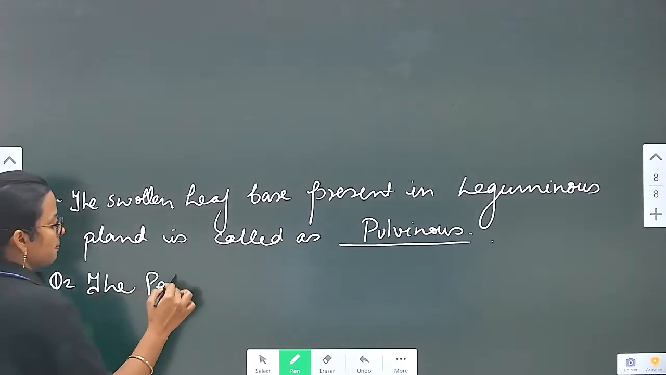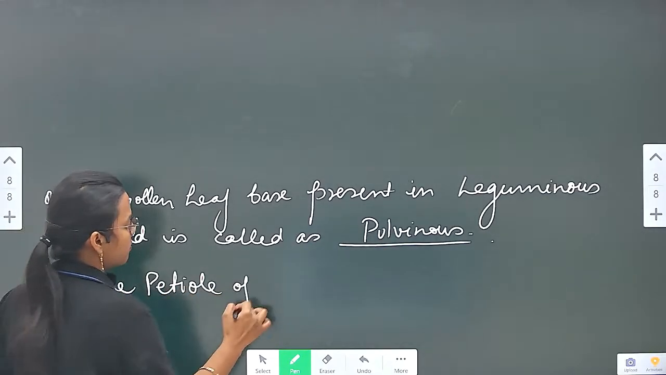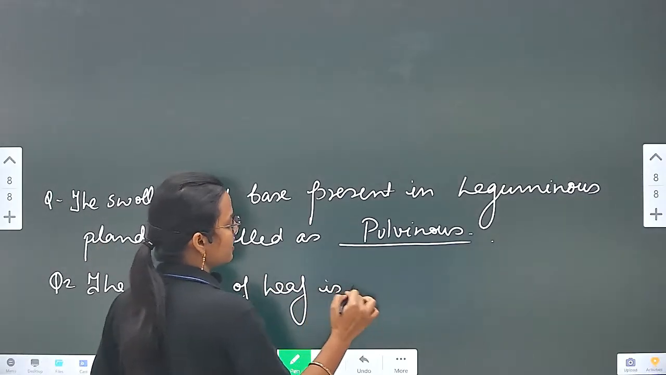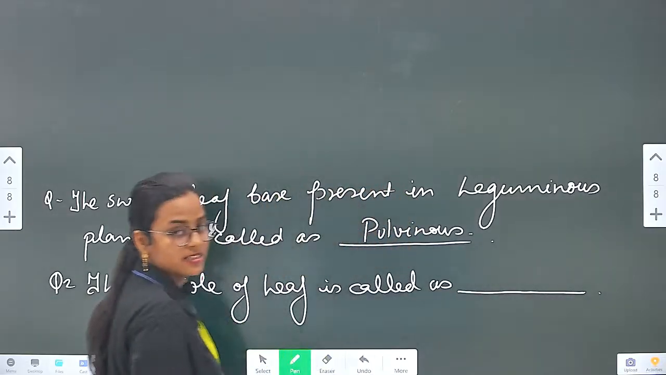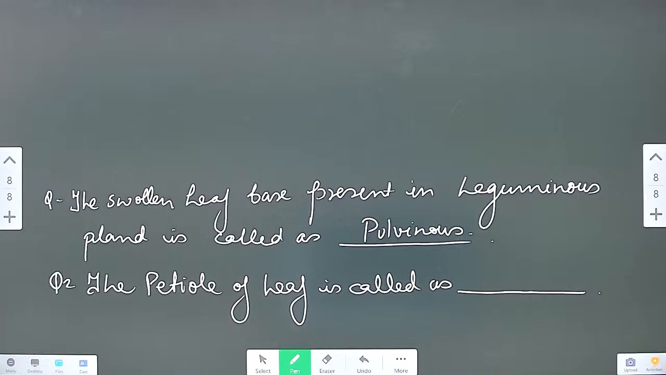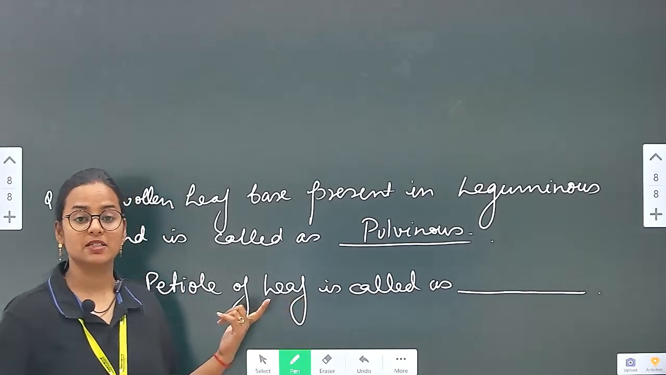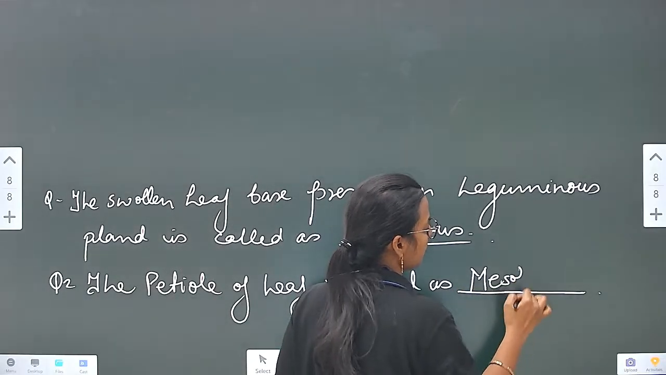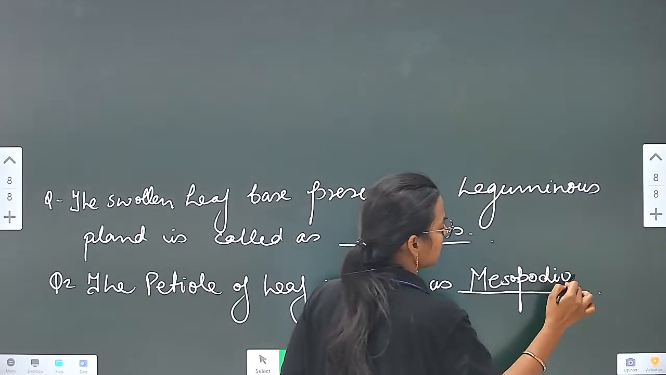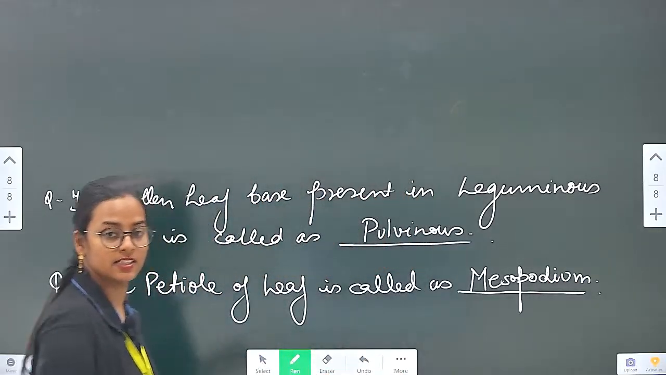Alright. The second is, the petiole of a leaf is called as. In the technical term, what is the petiole of a leaf called, my dear students? Would you like to tell me? Yes. The petiole of a leaf is simply called as what? Mesopodium. Is that clear? Yes.